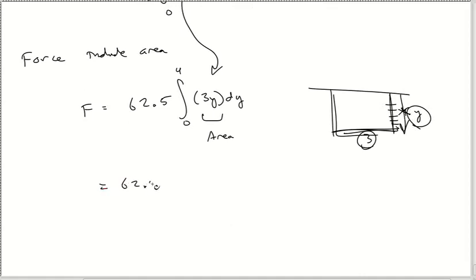Of course, now I'm going to integrate. And so the 3 comes out to the front, y squared over 2, from 0 to 4. Plug in the 4, the 0 goes away, of course. Easy stuff. You get 1,500 pounds of force, not pressure, force, on that end of the plate.